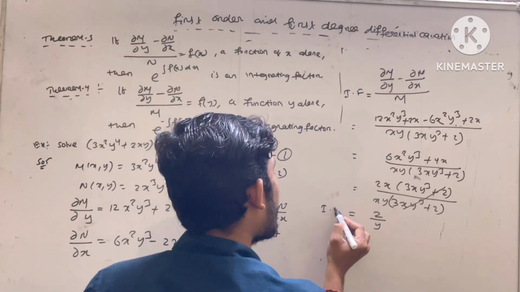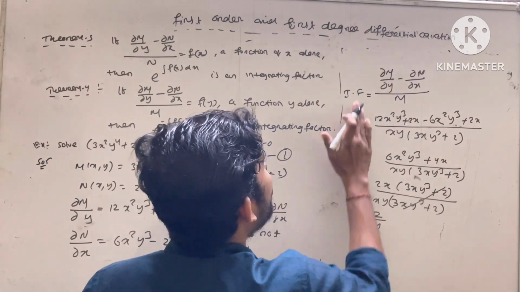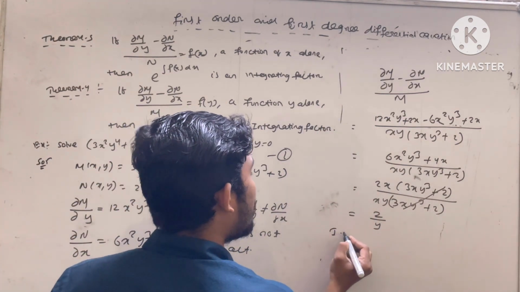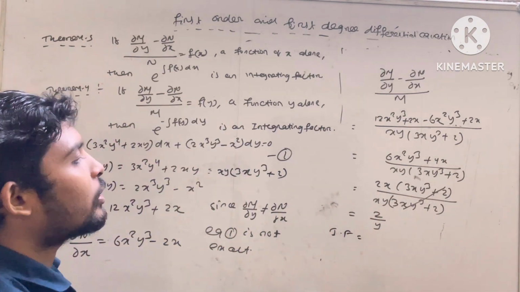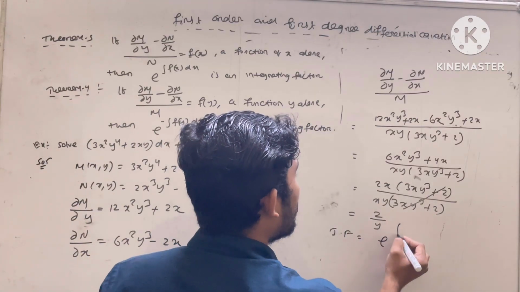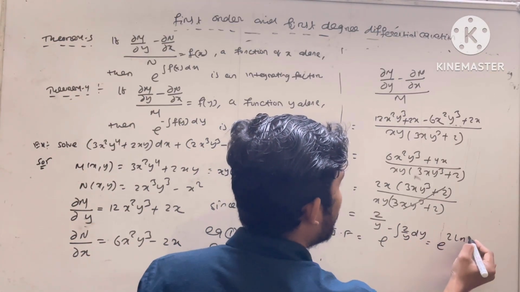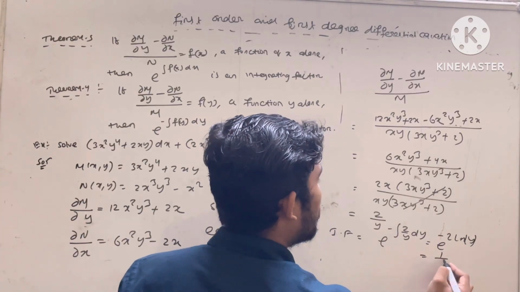Sorry, this is the function, right? Now I have to find the integrating factor. So the integrating factor is e to the power minus integral of 2 by y dy. So that means e to the power minus 2 ln y, so this is 1 by y square.